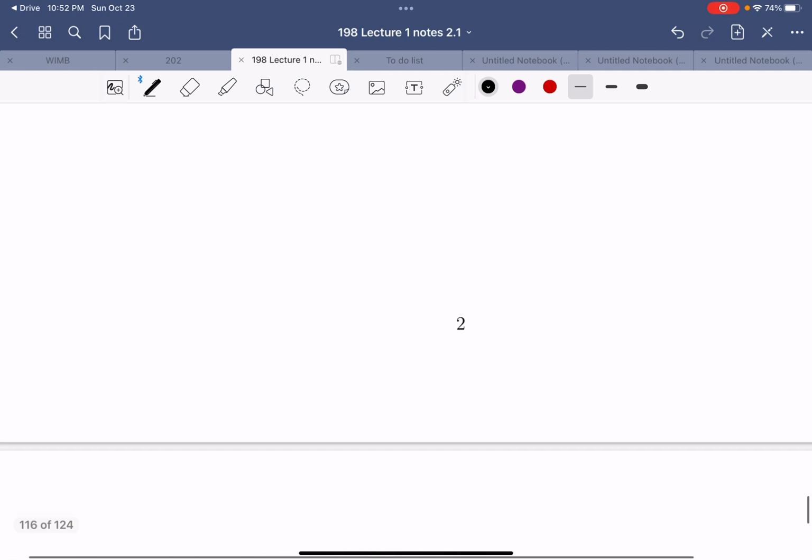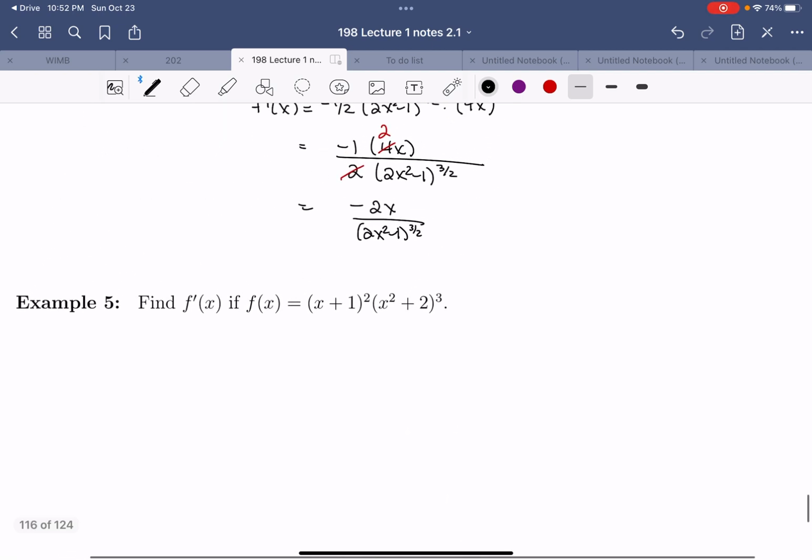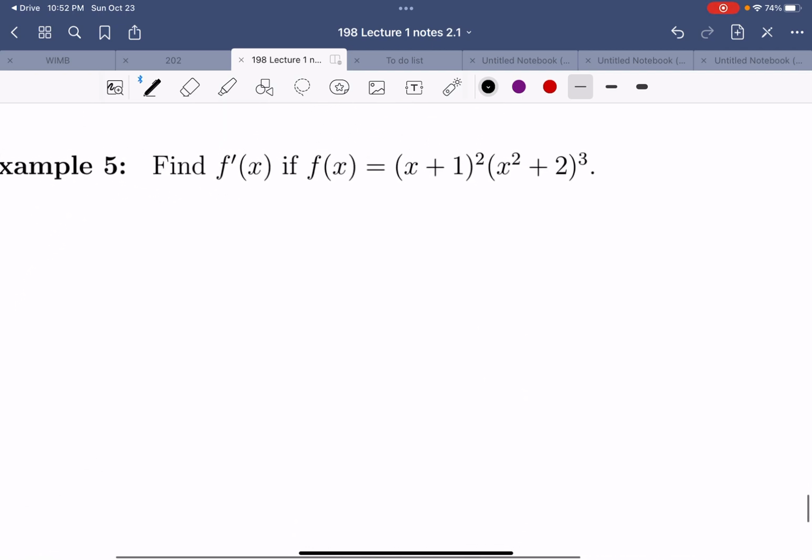Okay, sorry, I was just realizing that these are the same problems as the guided practice. That's fine.